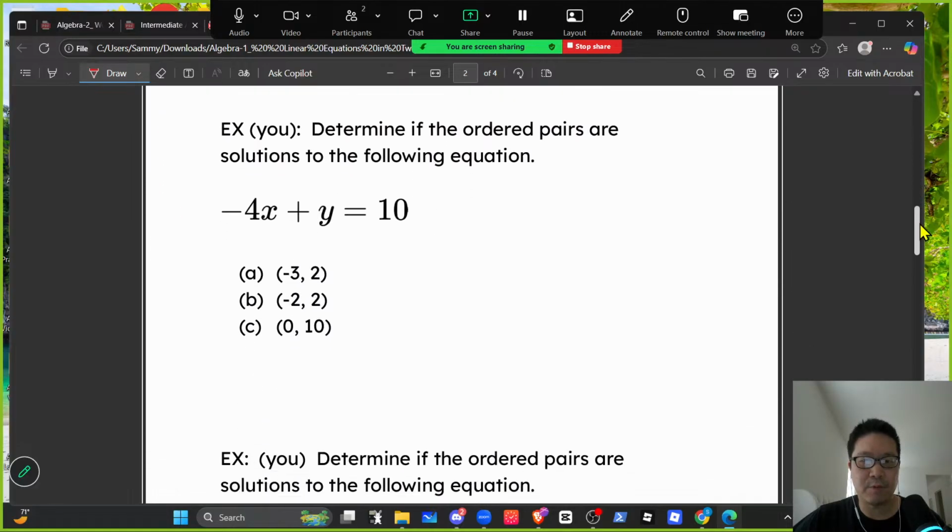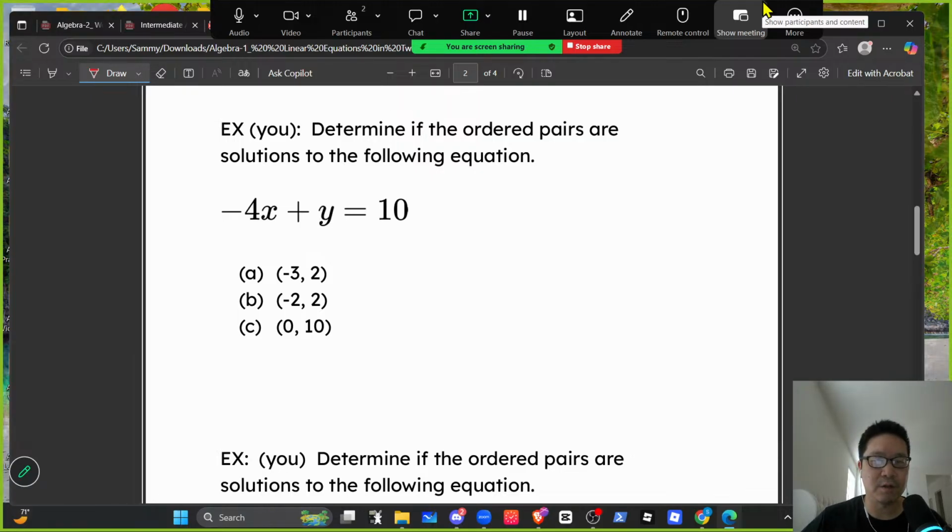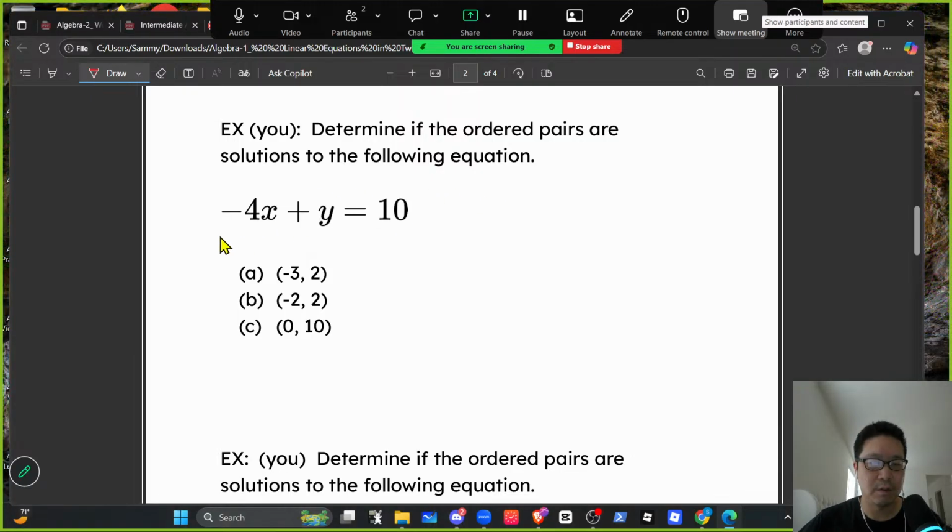Let's try another example. Determine if the ordered pairs are solutions to the following equation. Before you start, actually, how would you solve this? How would you verify that (-3, 2) is an actual solution to this equation? I plug it in and see if you get a true statement. Yeah. So go ahead and do that for A, B, and C, and let me know when you're done.